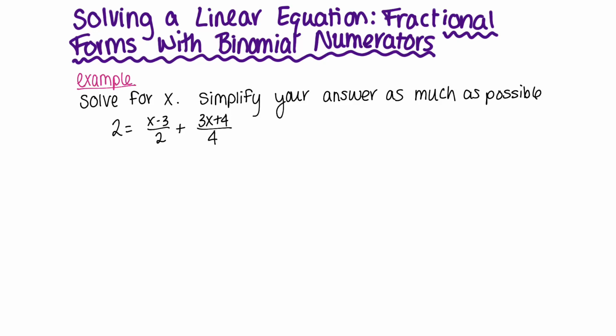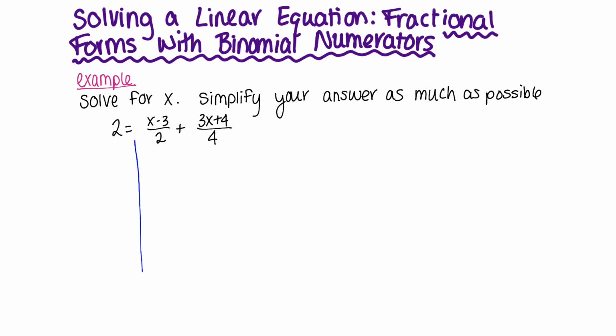Solving a linear equation, fractional forms with binomial numerators. All right, so to talk about this word binomial, it just means there's two things, bi meaning two, there's two things in the numerator. So we have an equation with two different pieces that each have two pieces in the numerator. Students get really freaked out when we start talking about fractions, but I promise you that these aren't that bad. I'm going to start by drawing my wall.